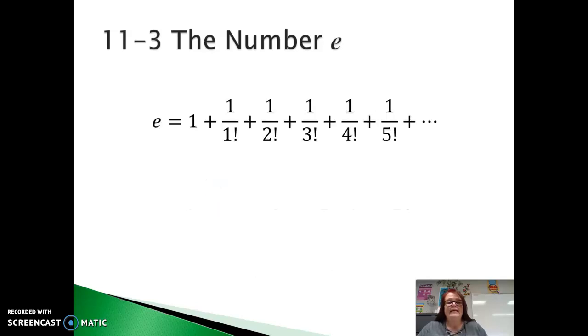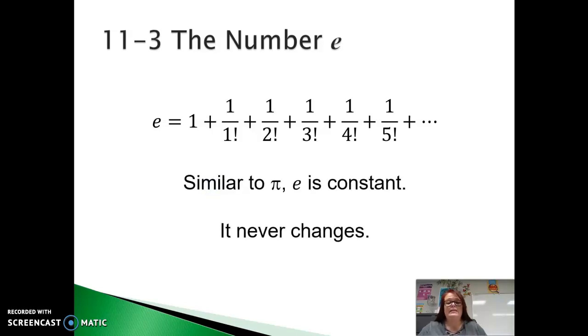So the number e is found by this series: it's essentially 1 over 0 factorial plus 1 over 1 factorial plus 1 over 2 factorial, etc. And as you get further and further out, you get closer and closer to what e is. And just like pi, e is not rational. And so it is a constant and it never changes. And so the value of e is approximately 2.717.